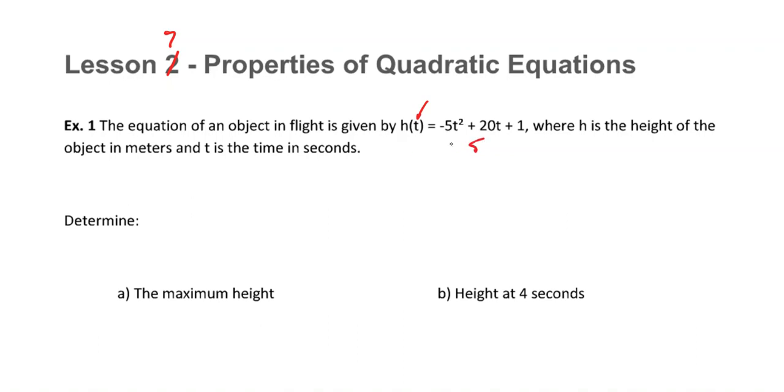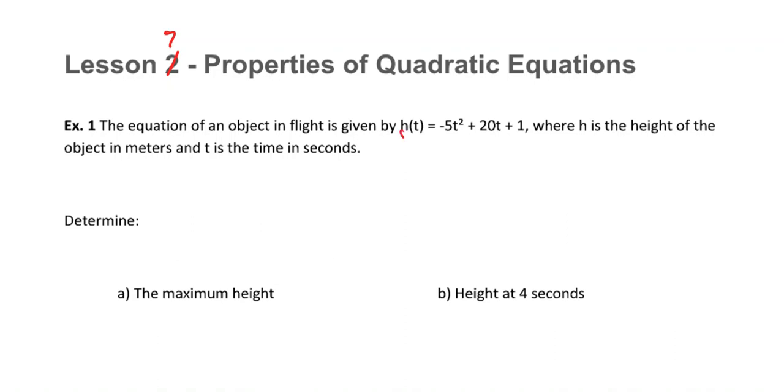It's just so that we can throw a number in nice and easy, okay? So don't be afraid of that. And then where h is the height of the object in meters and t is the time in seconds. All right, so now it says determine the maximum height.